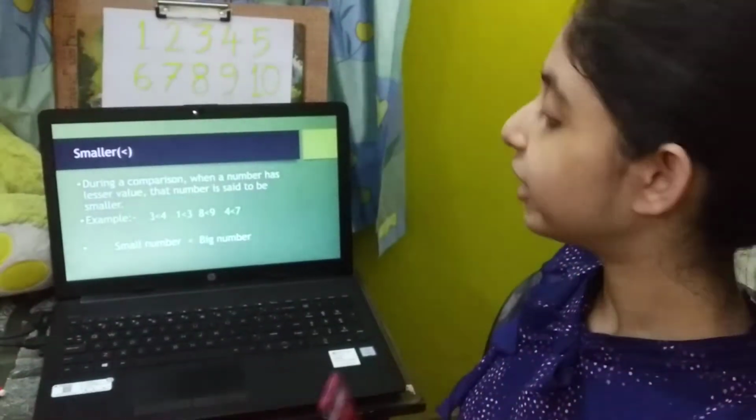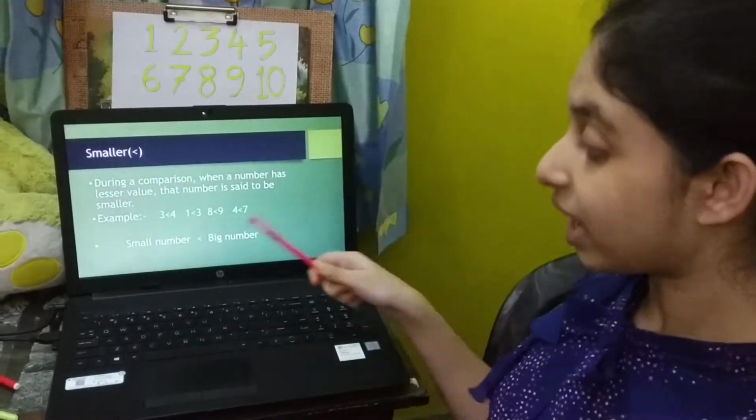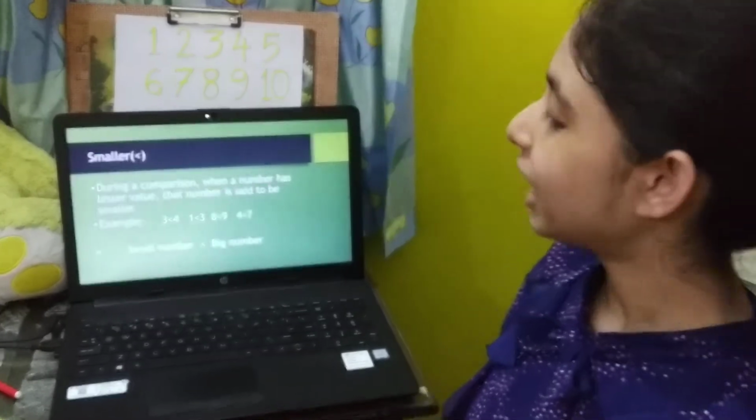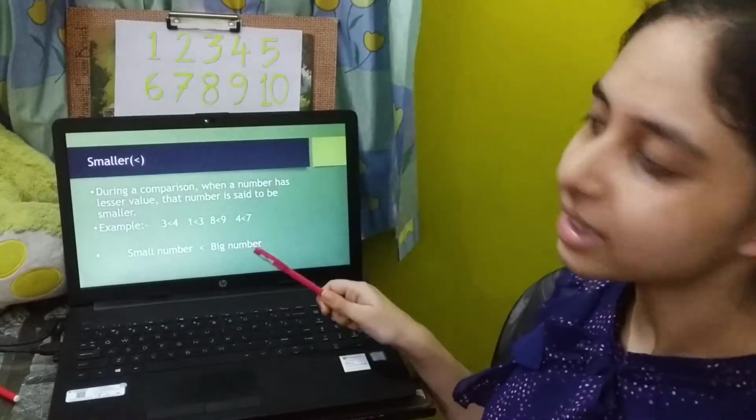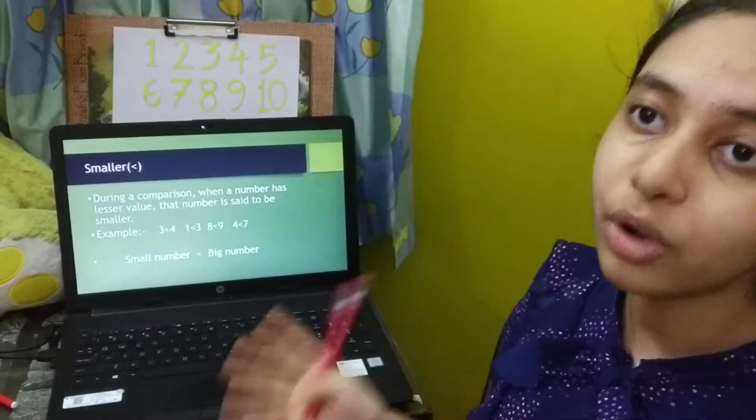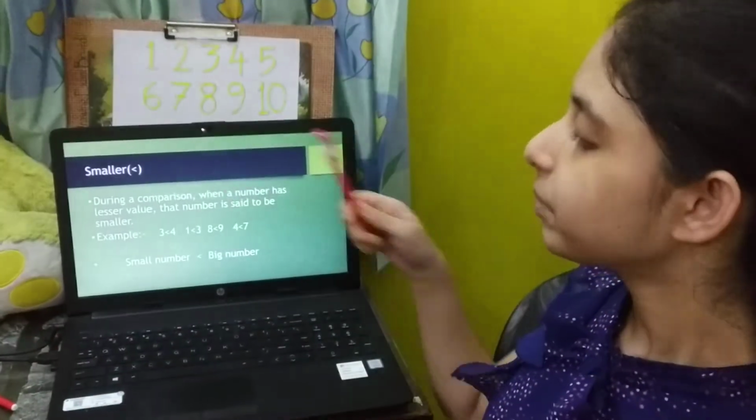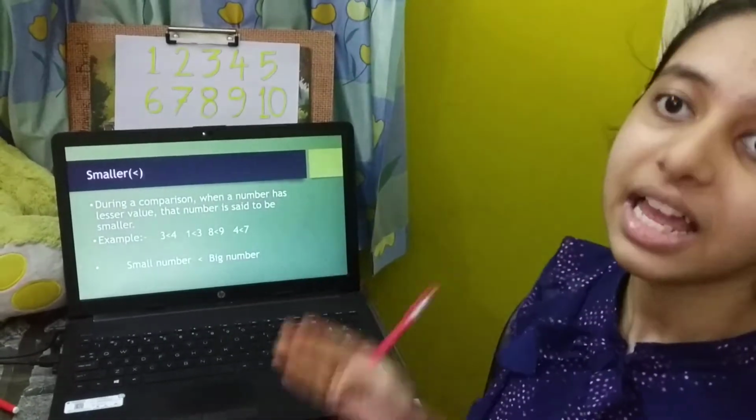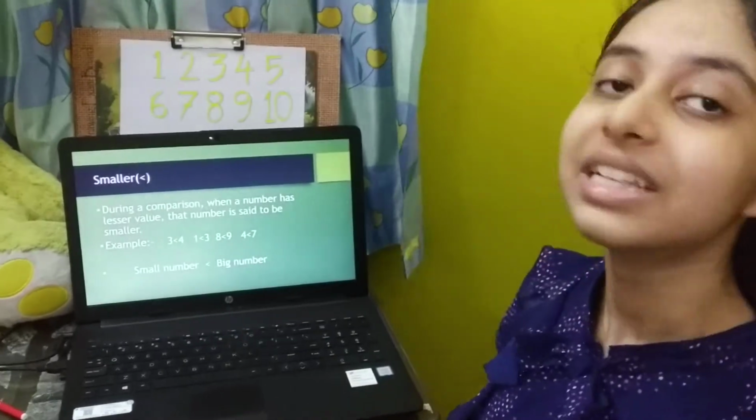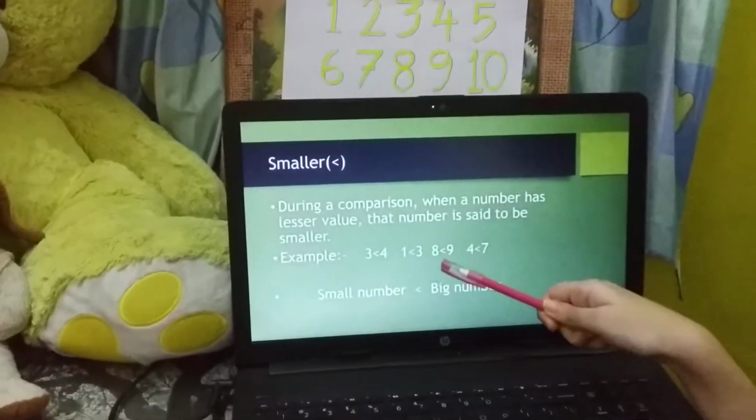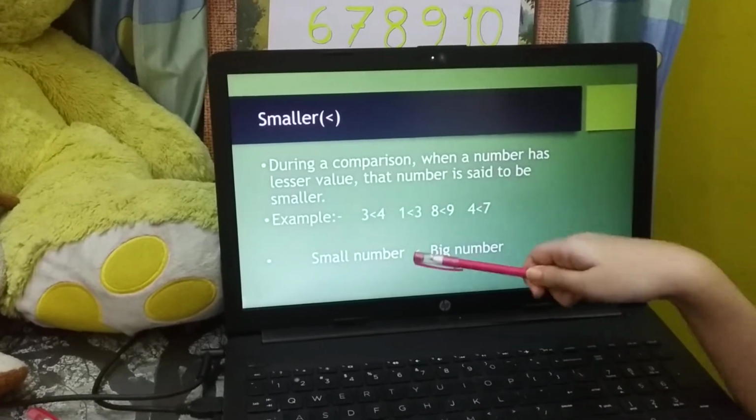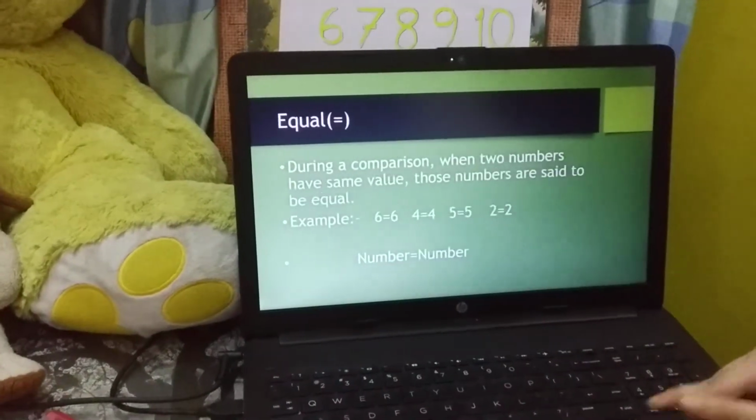Now, tell me which one is smaller, 1 or 3? Yes, you are correct. 1 is smaller than 3 because 3 is greater than 1, has more value than 1. Similarly, we can say that 1 has less value than 3, so 1 is lesser than 3. Similarly, we know that 8 is less than 9 and 4 is less than 7. Thus, a smaller number is less than a big number.